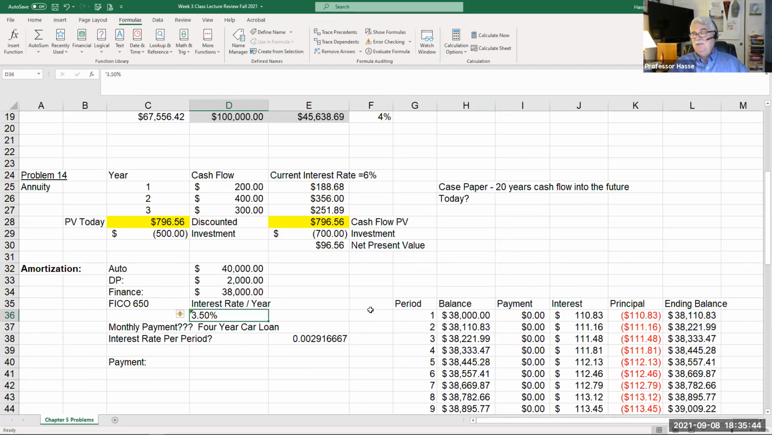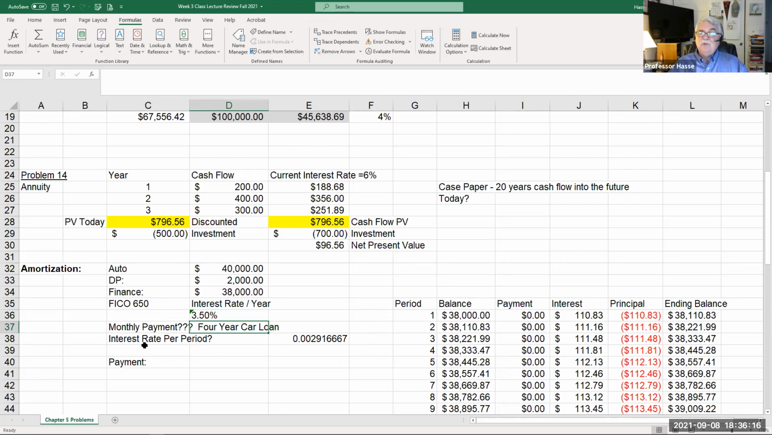The average car loan now is about 3% for excellent credit, 2.8, 3, around that. So 3.5%. Well, remember, this is with a FICO score of 650. I guess that's about right. All right, fine. What's my monthly payment going to be on that 3.5%? Well, how long do you want the car loan for? Well, I think I'd like it for 4 years. Okay, 4-year car loan.